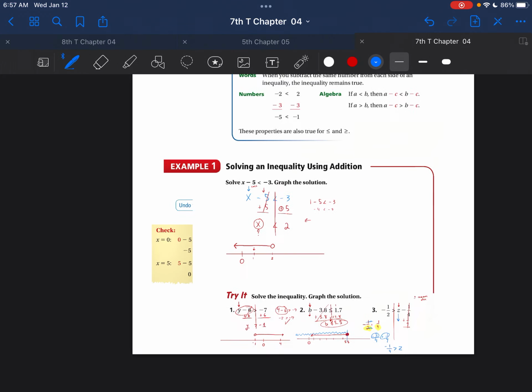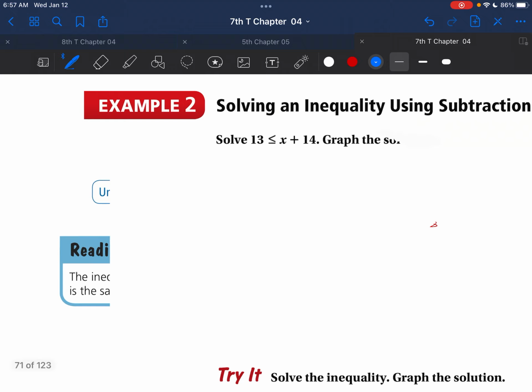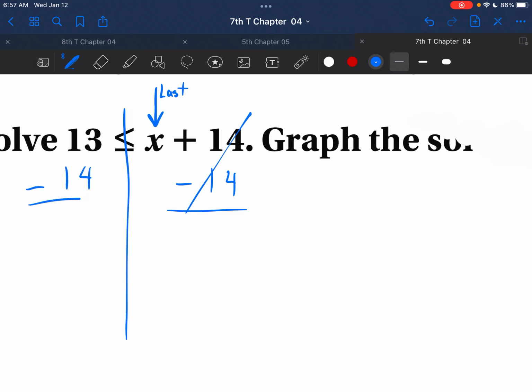Those were addition problems. Now we're just going to practice some subtraction problems that look exactly the same style, same way. Just this time, instead of addition, we are going to be subtracting. All right, we got two sides to this problem. Remember, we want to do our variable last. So let's get rid of this. What is the opposite of a positive 14? Well, that's a negative 14. Don't forget to cross it off. Whatever you do on one side, do to the other.